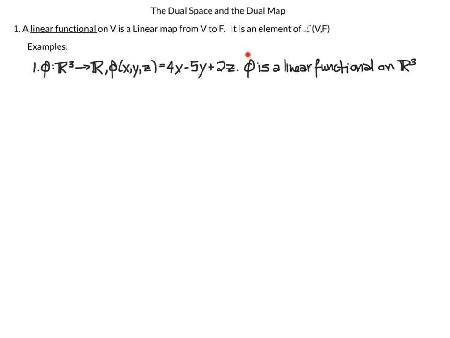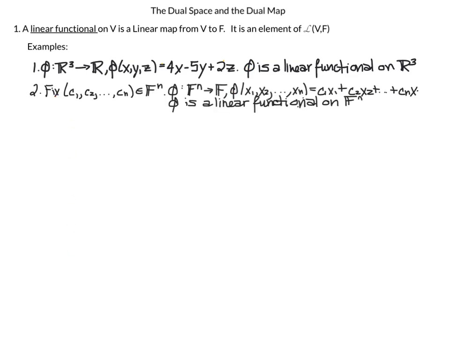Technically, I should also prove that phi is indeed a linear map, but linear maps was a topic from a previous video, so I'm going to suggest either you review that or I will assume that you know how to prove that phi is linear for all the following examples.